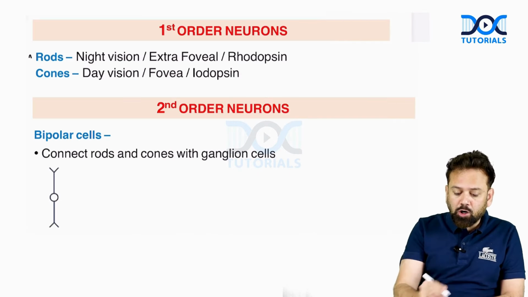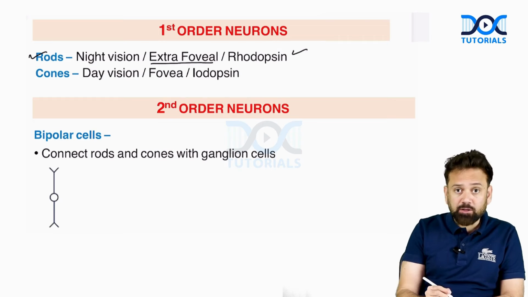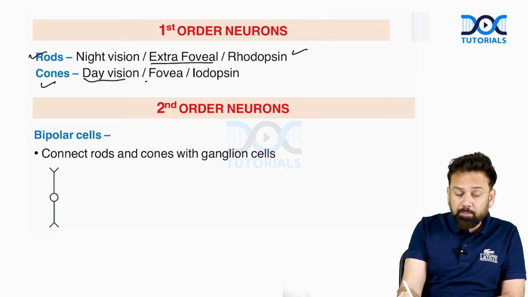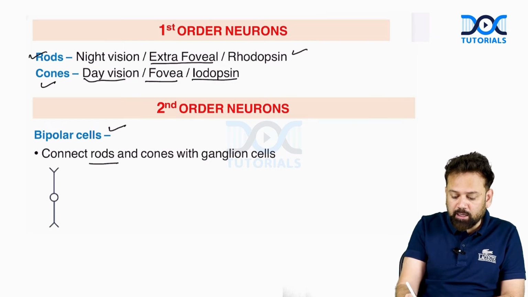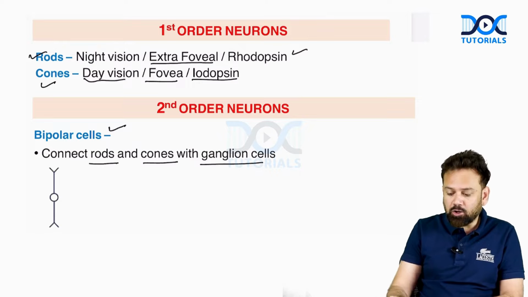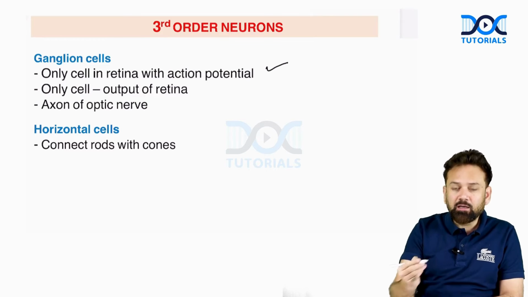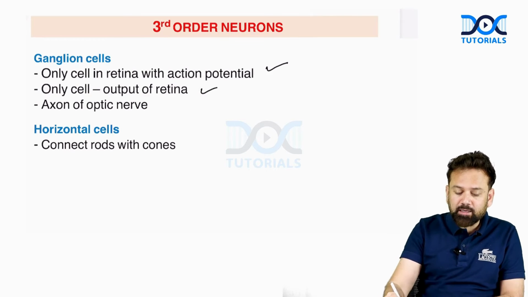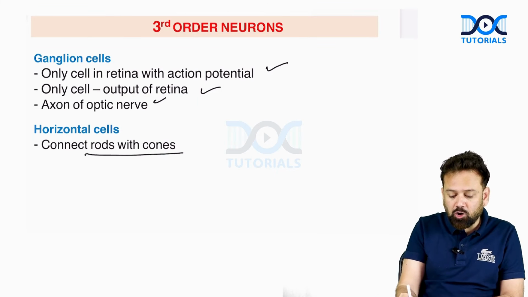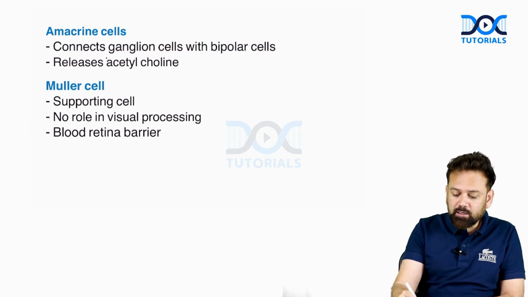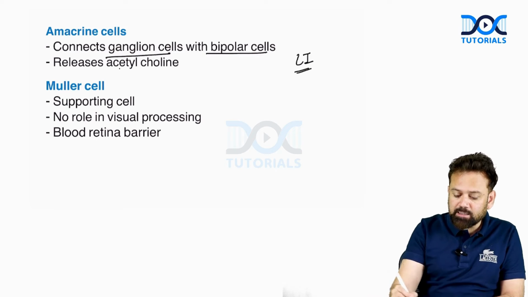Okay, so rods are for night vision. They are present in extrafoveal region. Pigment is rhodopsin. On the other hand, cones are for day vision, present mainly in the fovea. Pigment is iodopsin. We know bipolar cell connects rod and cones with ganglion cell. Now the only cell in the retina which can produce action potential, ganglion cell. Only output, ganglion cell. Axon of optic nerve, ganglion cell. Horizontal cell connects rod and cone. Amacrine cell connects ganglion cell with bipolar cell, and they cause lateral inhibition by releasing acetylcholine.